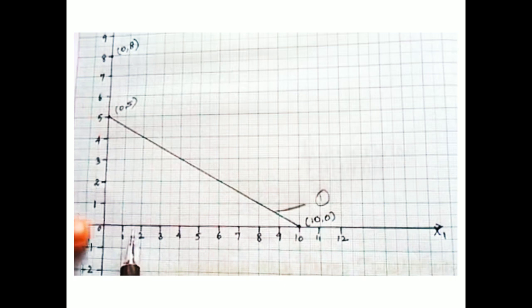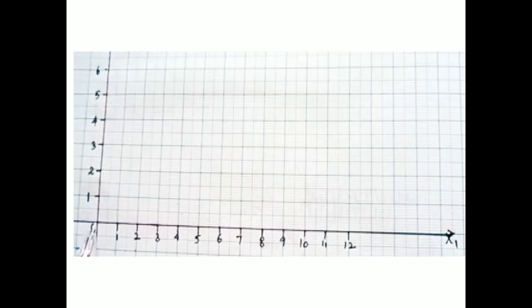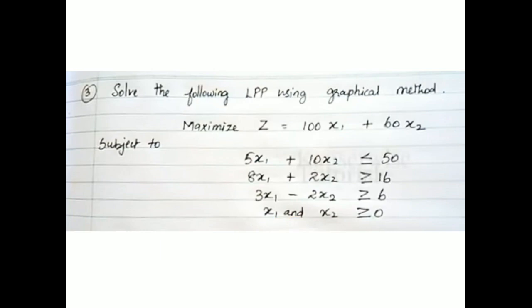Now the next step that I will be following is I will do the same thing for the rest of the constraint equations, that is converting them into the equation form and plotting the line. So the second constraint equation that I will be taking is 8x1 plus 2x2 greater than or equal to 16.